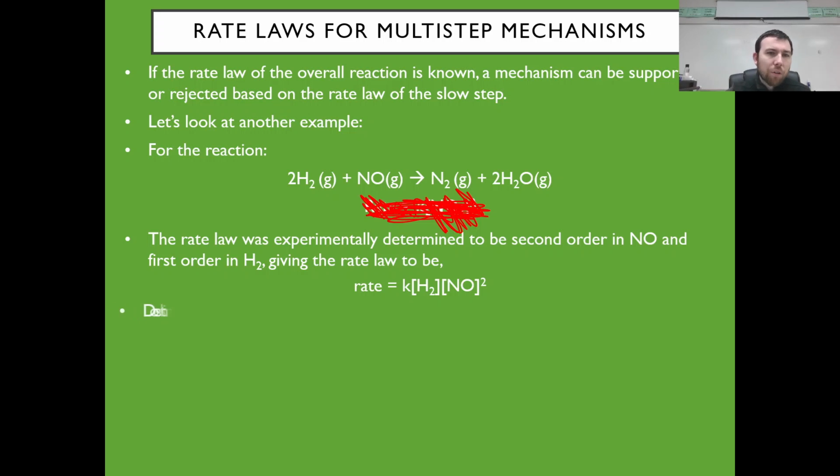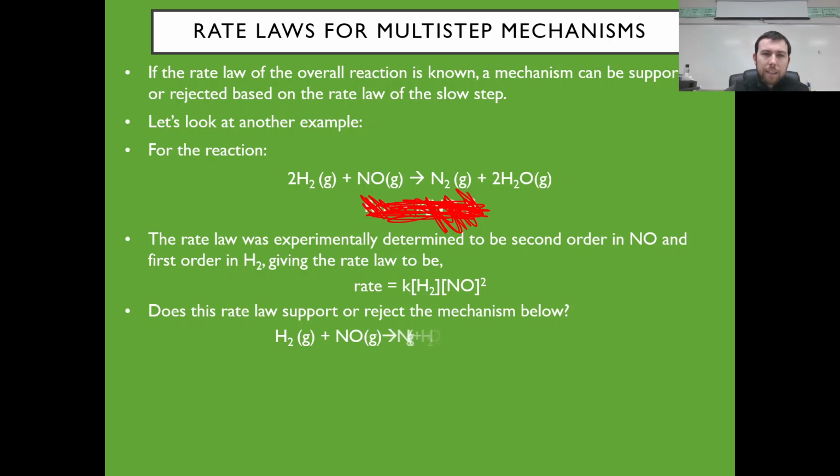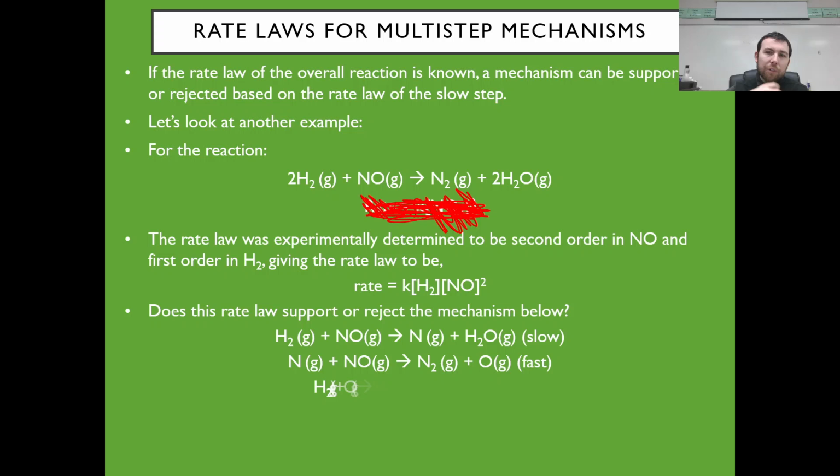Now let's say that we're provided the following mechanism. Experimentally, this is what we found. Does the following mechanism support, or should it be rejected based on the rate law that we've been provided with? So it's a three-step process. We take a look at our three steps.